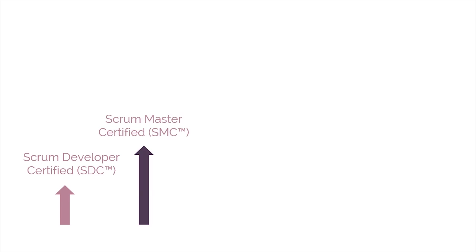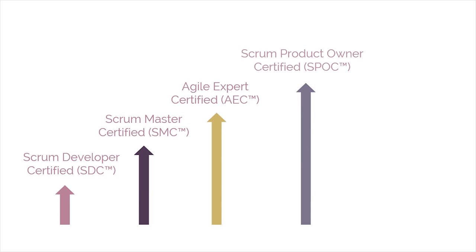This certification provides professionals with a practical, working knowledge of Scrum. Agile Expert Certification, or AEC, provides the participants with the ability to compare and choose which framework would be appropriate in a given situation. The Scrum Product Owner Certification, or SPOC, is designed to provide professionals with a practical working knowledge of Scrum that equips them to handle the business aspects and stakeholders in a Scrum environment.